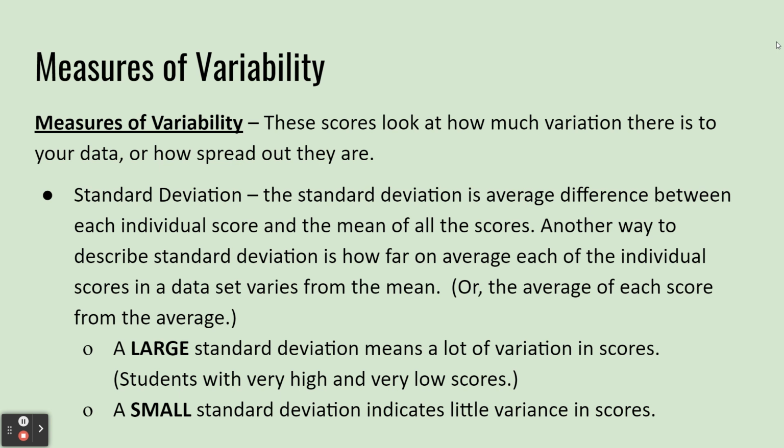Let's think of it in terms of a test again. If I give a unit test and there is a large standard deviation, that means there was a lot of variation in the scores. If the mean or the average was about 60%, but I have a large standard deviation, that means that some people scored very well, but some people scored very low. If I have a small standard deviation, let's say the average was a 60%, a small standard deviation says most people scored close to 60%. There's very little variation between the scores.